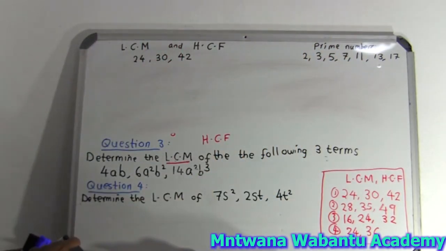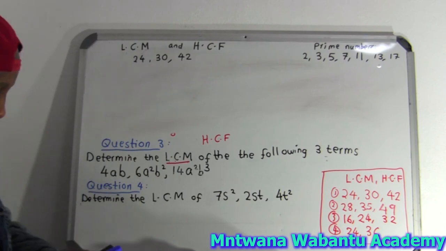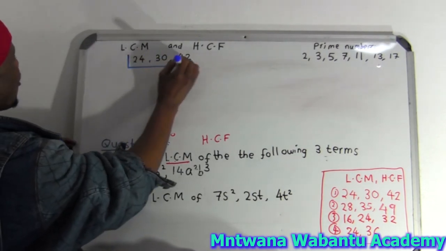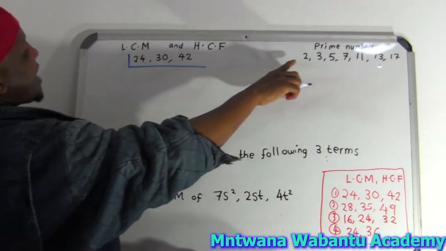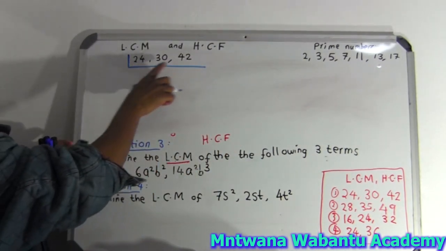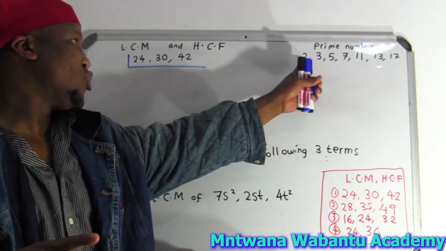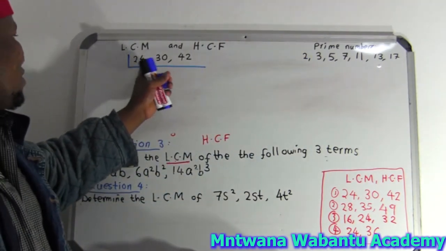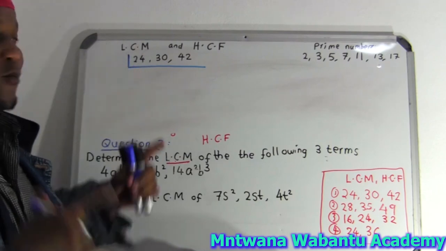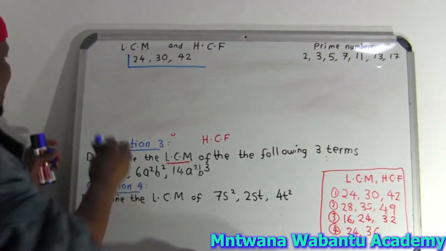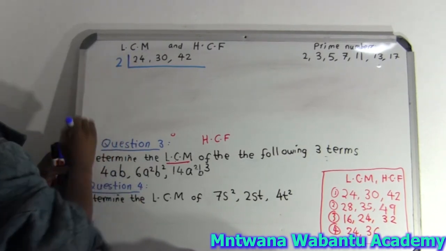Okay, so now let me show you how we can get LCM and HCF. So what you're going to do, now, start with the first LCM. Can any of these numbers, either one or all of them, be divided by two? Oh yes, so two is going to work.